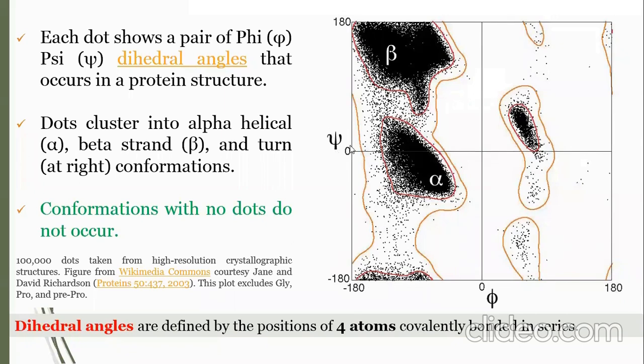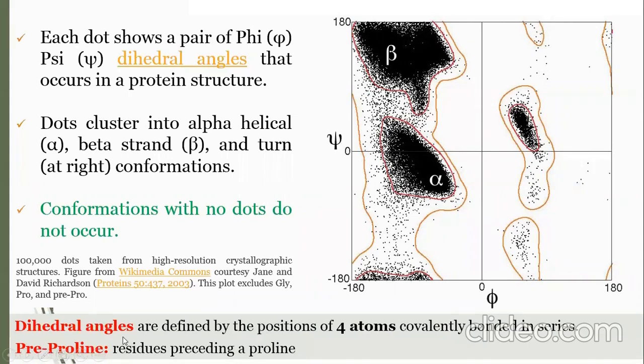So to determine those, we need to have 4 atoms positioned in a polypeptide. We need to know those 4 atoms, and after that we can determine these angles. So let's see how we can determine.